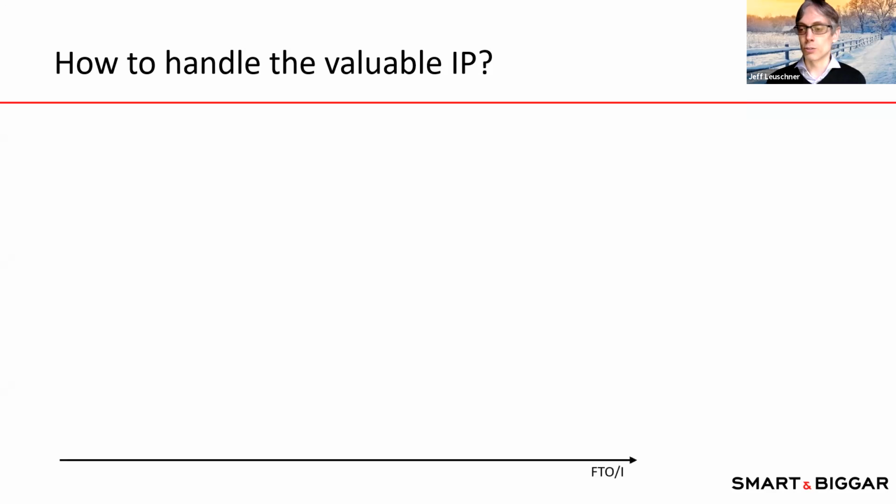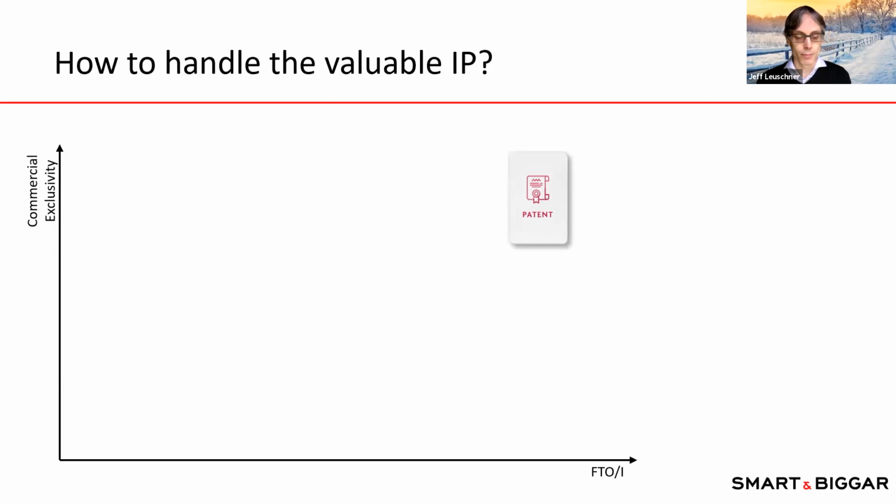I'm going to draw a little grid here. On the bottom axis, we have your freedom to operate and innovate objective. On the vertical axis, we have commercial exclusivity. Let's start putting some of these IP tools onto this grid and talking about when it might make sense to pursue one over the other in certain situations.